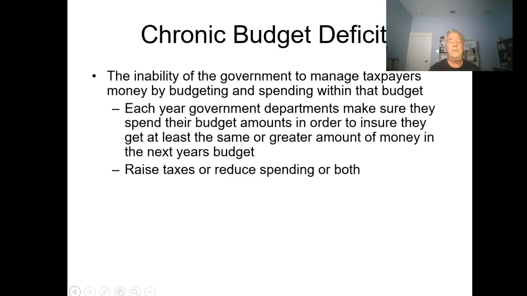So how do we fix the problem? Well, the best way that the federal government has to fix the problem is to raise taxes or reduce spending or both. They've been reluctant to do either one. But sooner or later, we're going to have to face the problem and get this thing back under control. We have to do it.